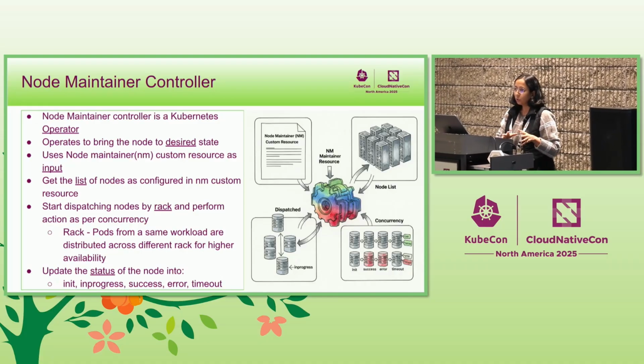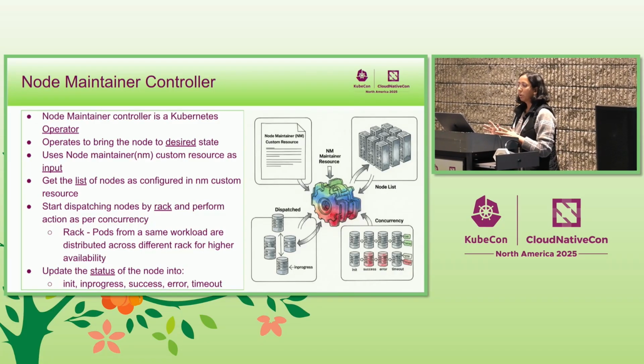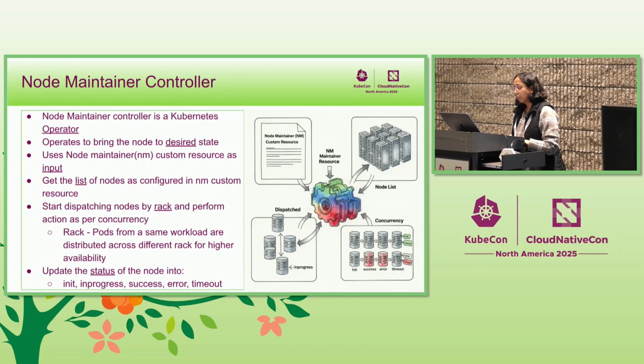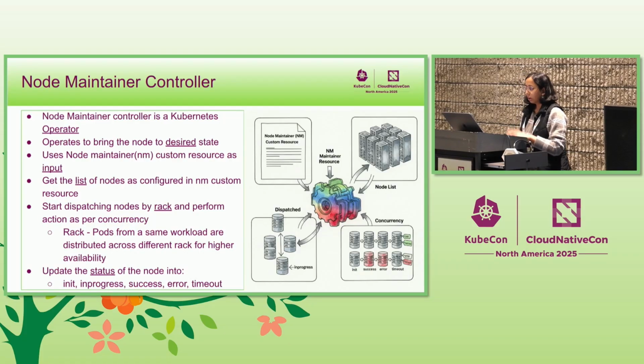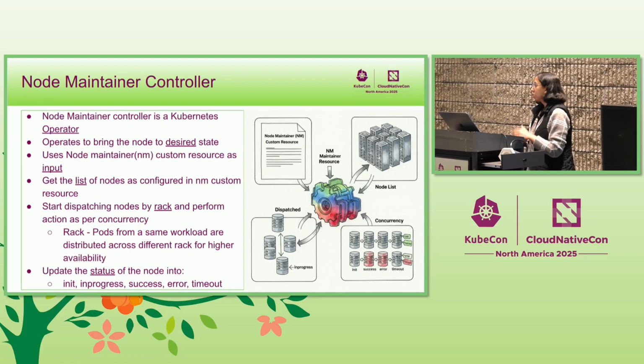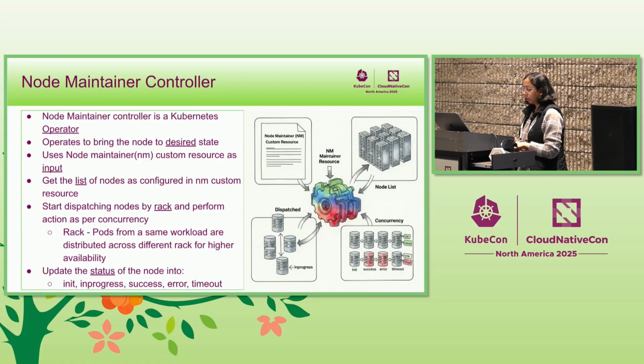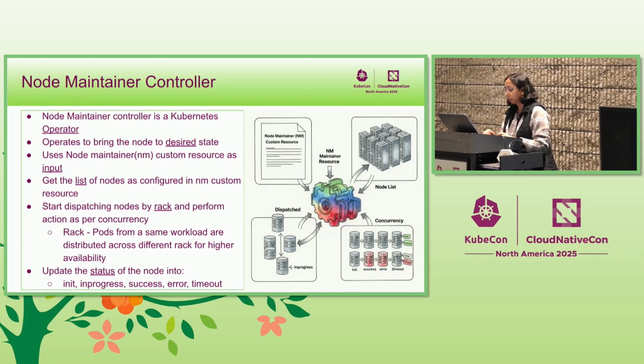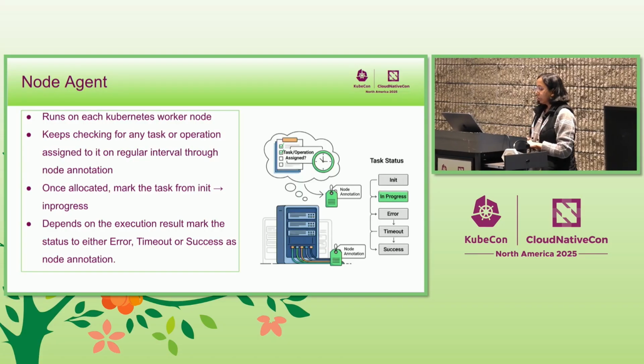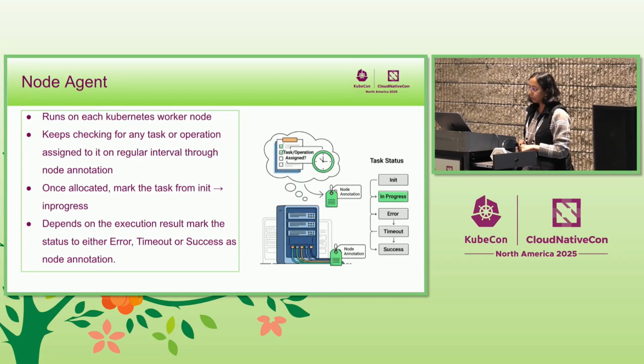While performing this maintenance task, we also leverage the same mechanism. We group the nodes by the rack and then process accordingly, so there is a lower impact on our Kubernetes worker nodes and workloads. And obviously, the controller is responsible for providing a status in terms of initialize, in progress, or eventually success, error, or timeout. Third is the node agent, which runs on each and every Kubernetes worker node.